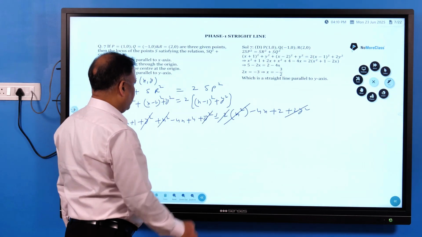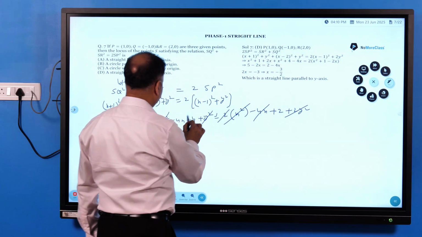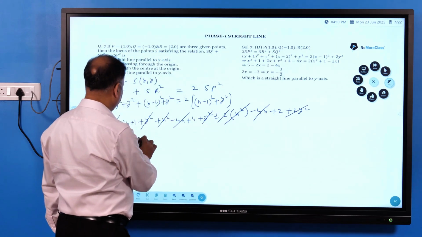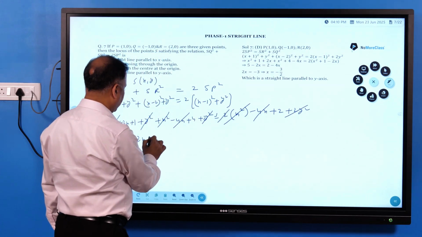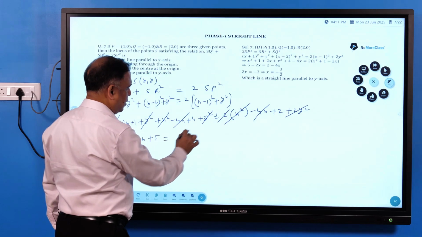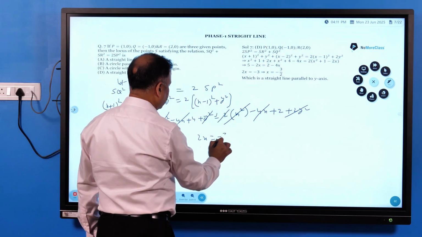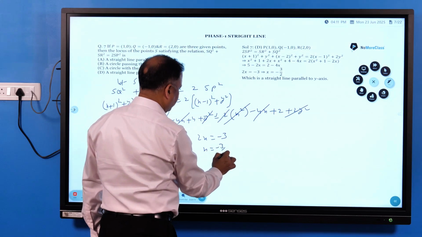So whatever is left, this 4x will cancel this 4x also. So 2x plus 1, 5 is equal to that 2 is left. So 2x is equal to minus 3, x is equal to minus 3 by 2.